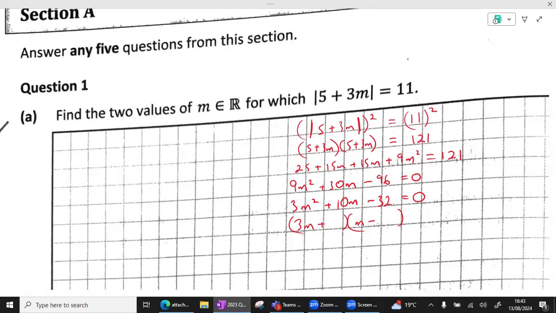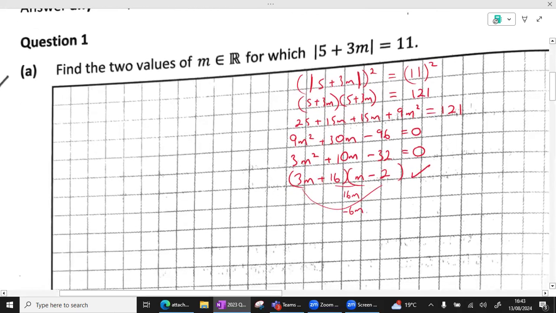Now 32, so I'm thinking of a few combinations. We could do 32 times 1. We could do 16 times 2. We could do 4 times 8. Now just looking at the 3 and the 1, I think I'll try 16 and 2. So let's do our smiley face check and see 16m minus 6m does make 10. So I know that I'm right.